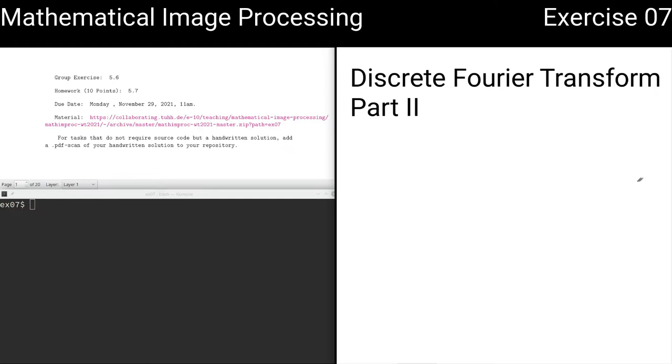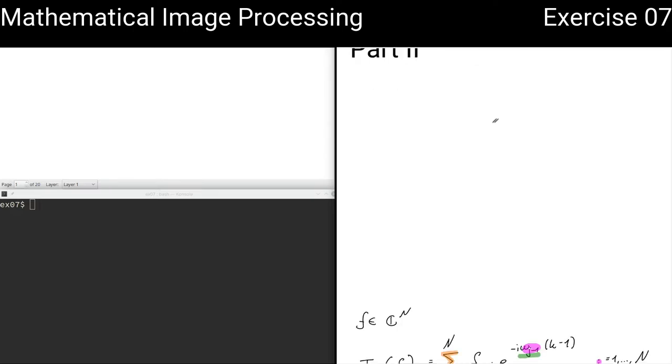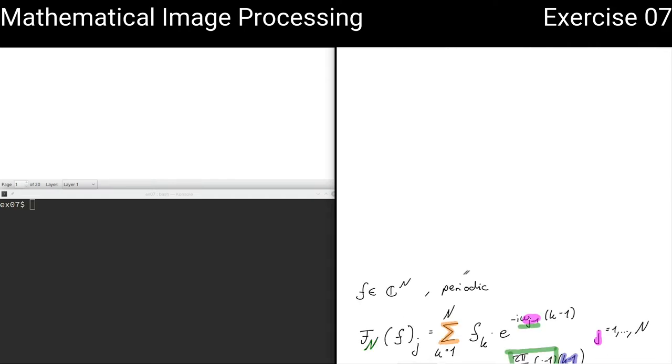Let me start by recalling some of the things that we did last week. So we started out with a signal f in the complex numbers, and we also assumed that f is periodically continued. Yeah, but after all, it's just an n element vector, and that's good because those are the kind of objects that we can represent on our computer.